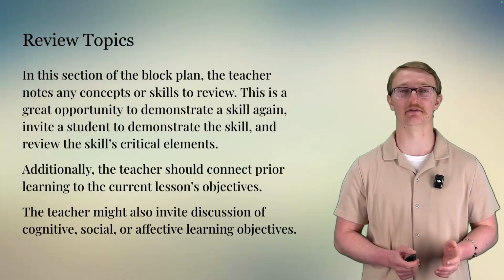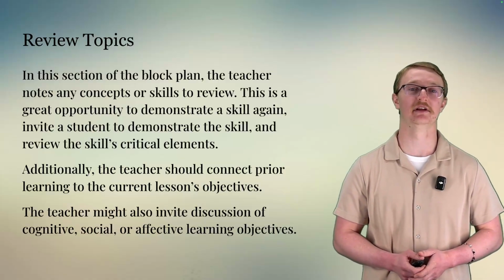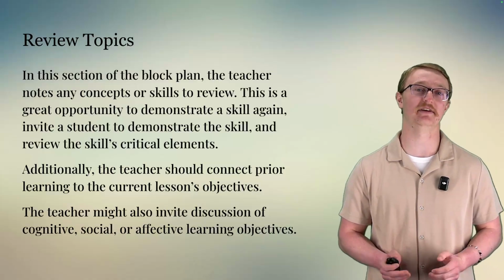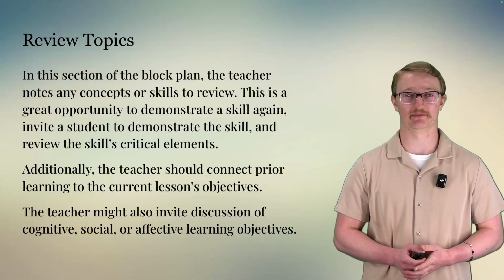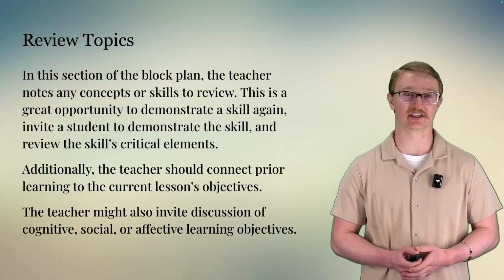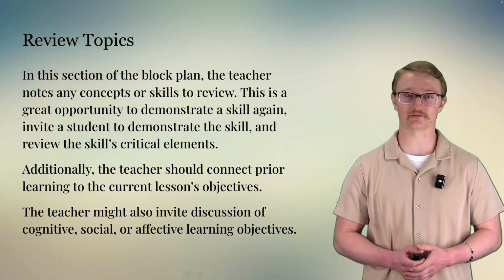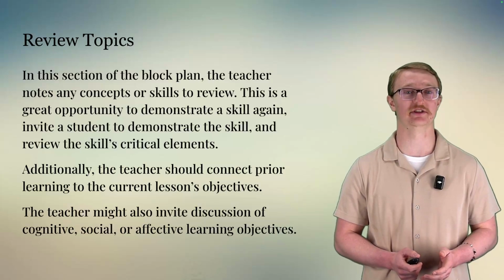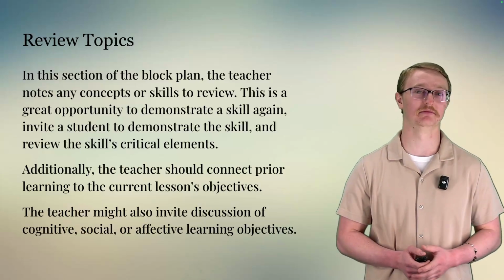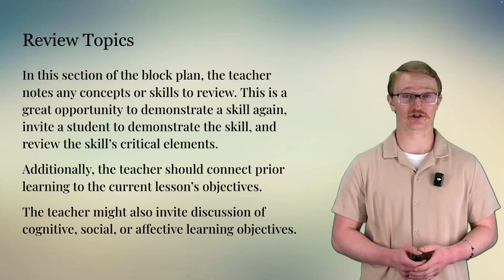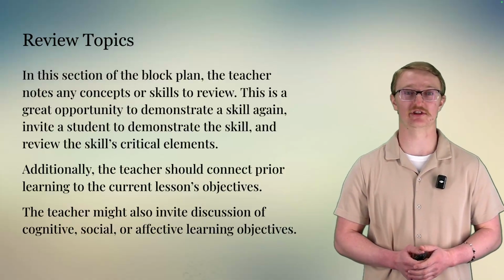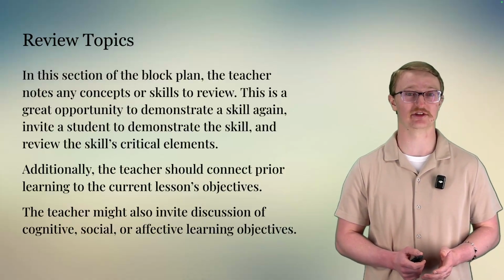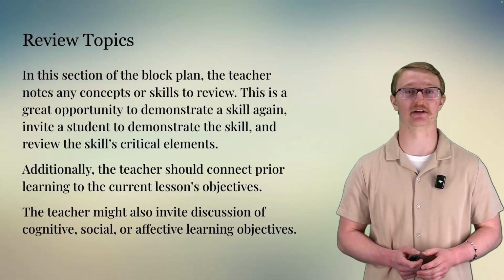In addition to reviewing psychomotor learning objectives, the teacher might also emphasize cognitive, social, or affective skills. For example, the teacher might ask how a student can select the best club for a golf shot, or they might ask students to share one example of positive social cooperation they've experienced during the unit. In all, the review section should be very brief, but its importance should not be overlooked, as many students may struggle to make connections across different lessons in the same unit.